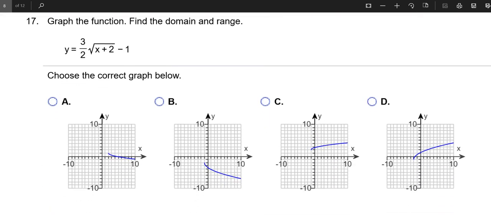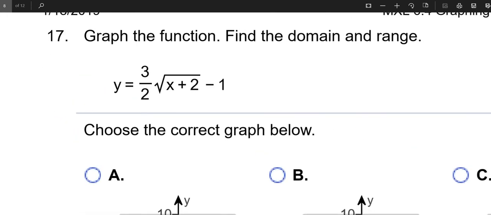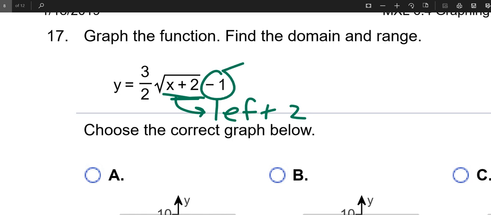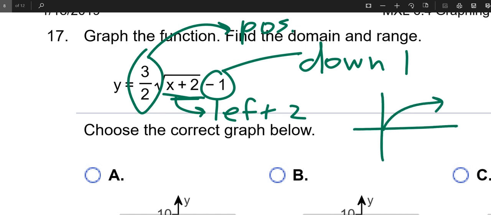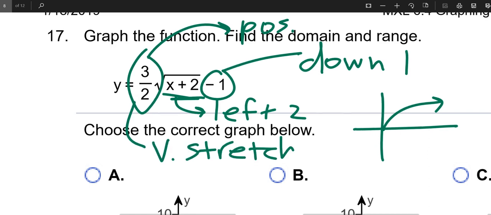We have one last question, and I kind of want to go through this quickly since we're running out of time. What's the x plus 2 doing to the graph? Left 2. The minus 1. Down 1. This is a positive number. So we definitely know that it's going to be based upon the positive square root. It is also greater than 1. That is a vertical stretch because it's larger than 1.